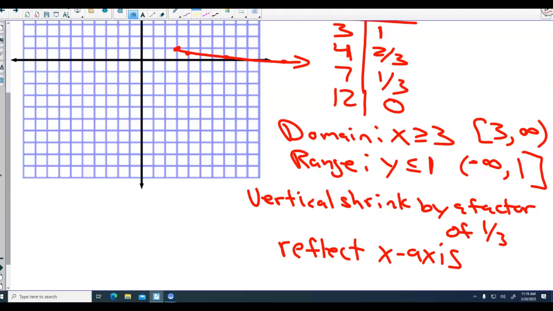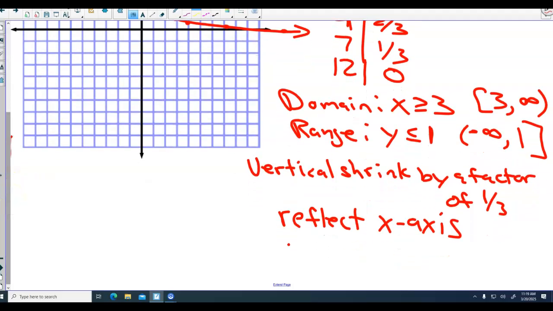A vertical shrink by a factor of 1/3, a reflection over the x-axis, and where are we going from that original point, from the origin? We're going right 3, in this case up 1 as well. So that's the complete transformation.